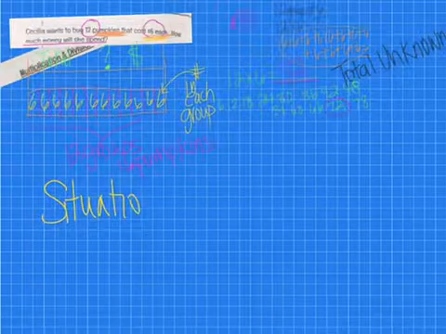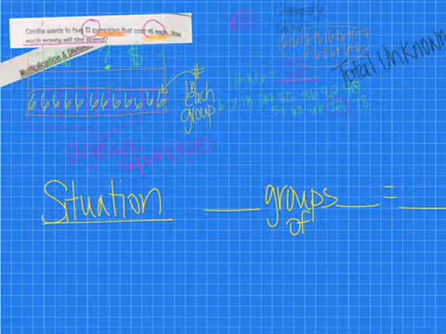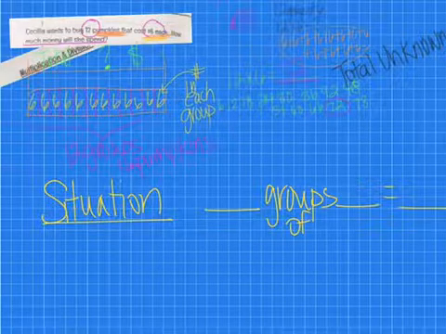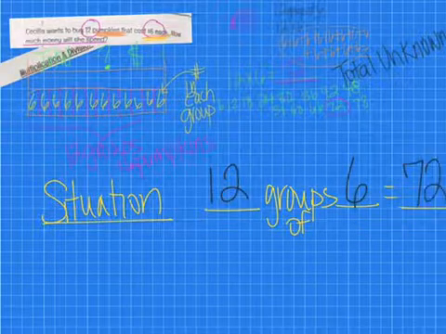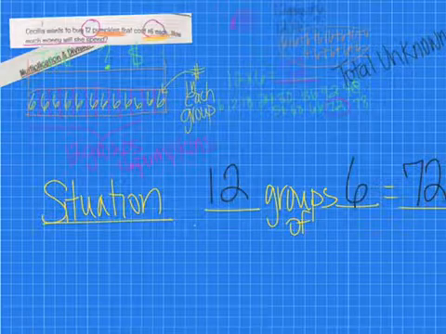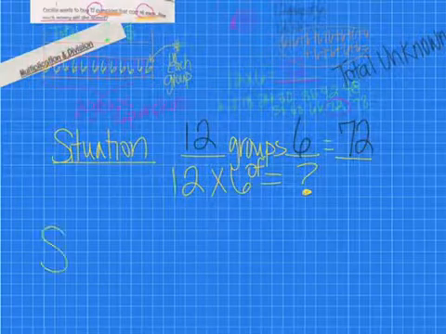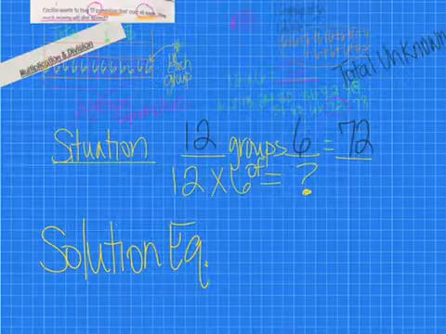The situation equation for a multiplication or division problem will always be blank groups of blank equal blank. So here, easily we knew, after creating our word problem, that we had 12 groups of 6 equal 72. So our situation equation was 12 times 6 equals question mark, and the solution equation for this problem is how we solved to find our answer.